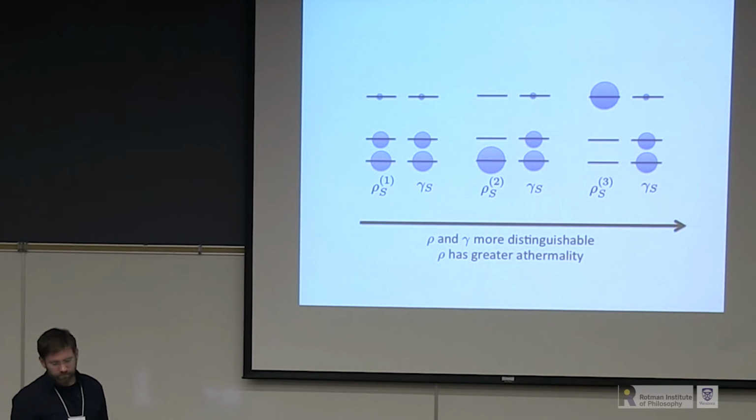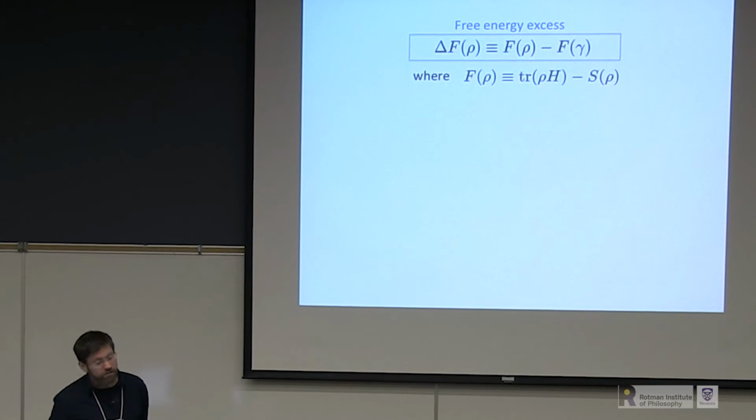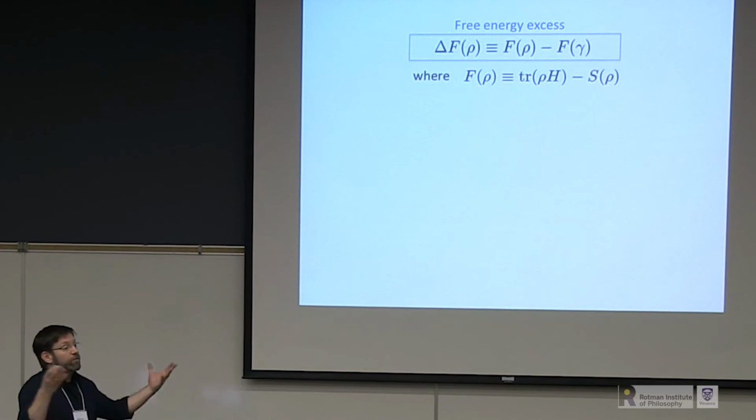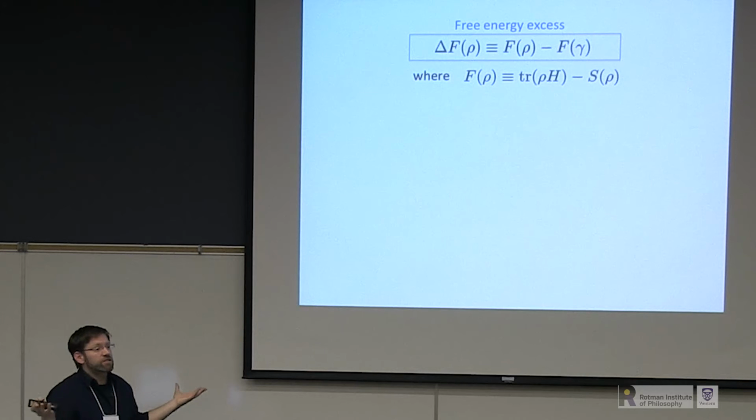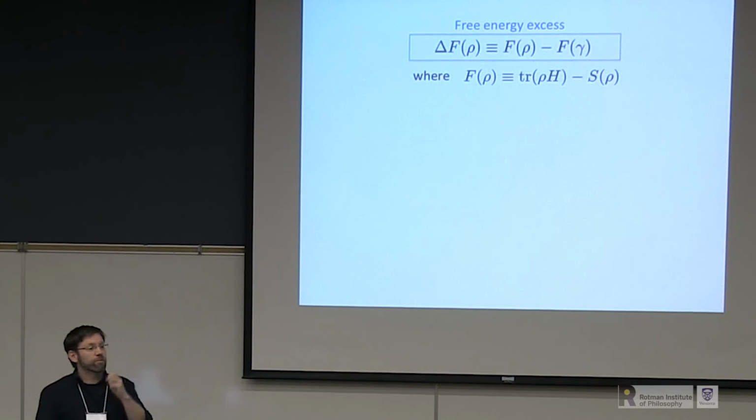Yes? And distinguishability, is that trace norm distinguishability? Well, again, you have lots of options. Okay. So again, take your favorite measure of statistical distinguishability from quantum information theory, of which there are many, and you can convert it into a measure of athermality.